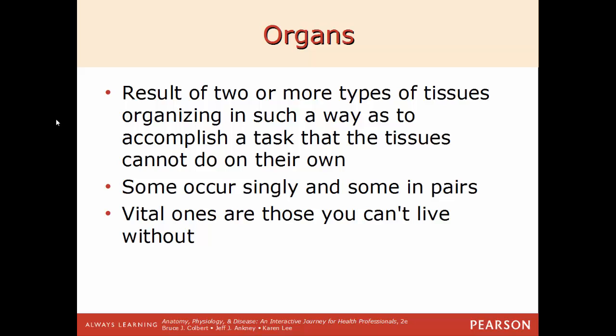And there are some organs that are vital that you cannot live without. You can't live without your heart. You can live with some of your brain, but you can't live without all of it. You can live with one lung, but you can't live without both of them. You can live without one kidney, but you can't live without both. So some organs you have to have at least at some level in order to survive.